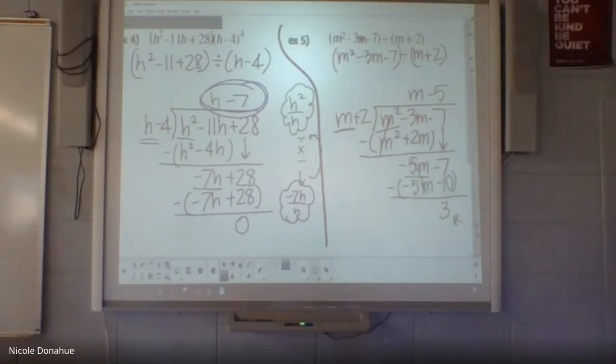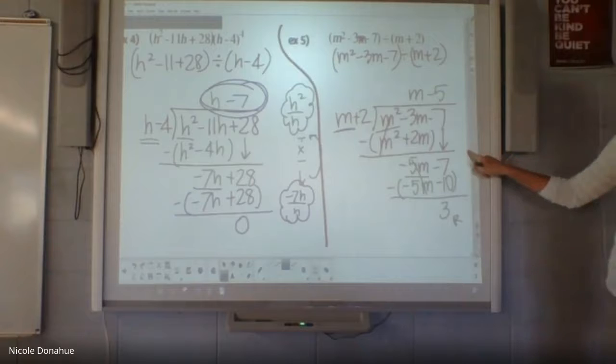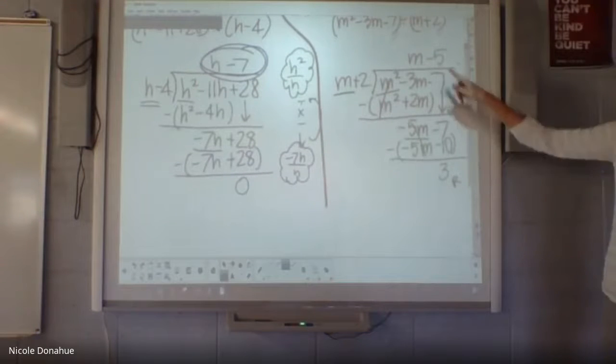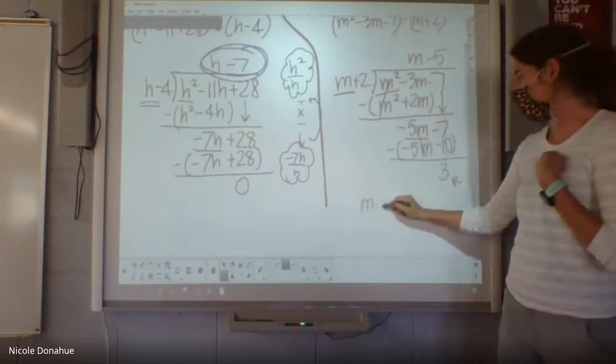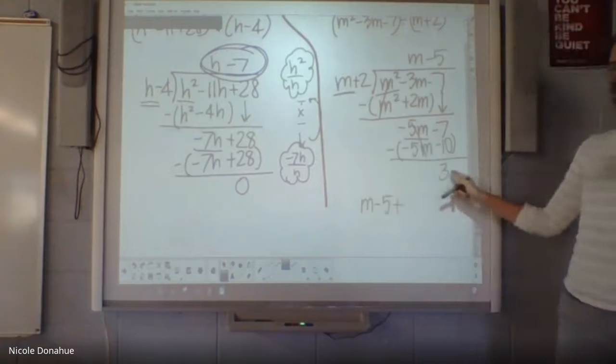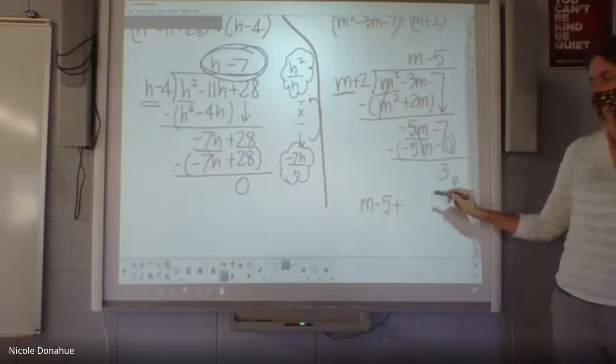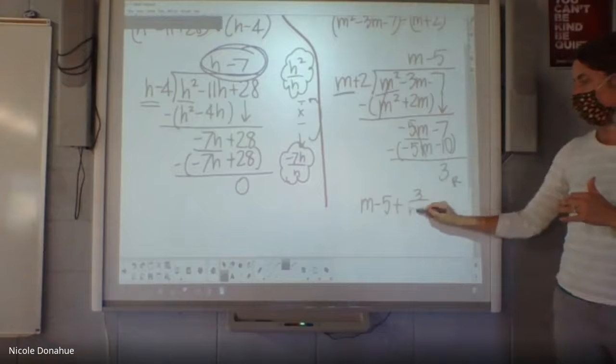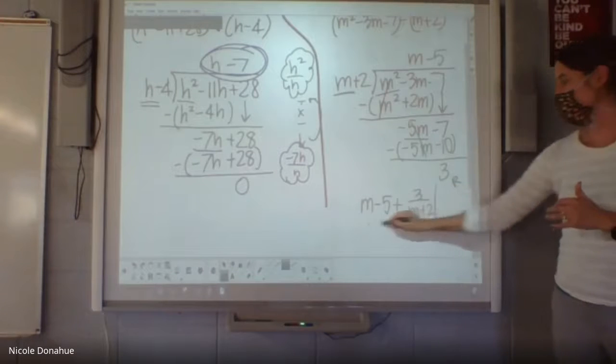Now to write that out, I didn't leave myself much space here. What I want to do, so the answer is m minus 5 plus the remainder divided by what I'm dividing by. So let me write that out and I'll show you what I do. So this is the way we're going to write our answer.